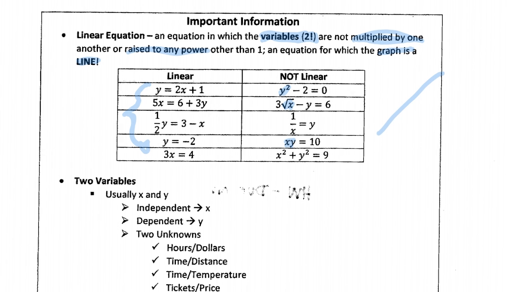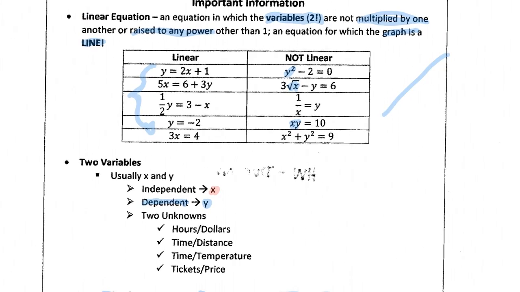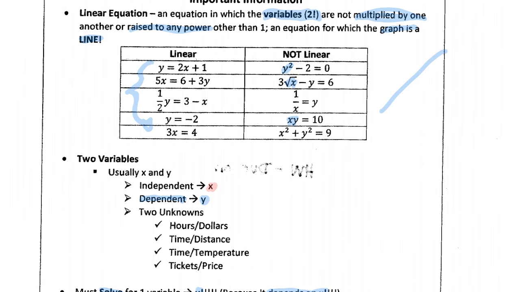Okay? So let's talk a little bit more about this. Your independent variable is your x, and your dependent variable is your y. And we're not talking about things that are unknown, such as hours and dollars or time per distance. We always have to solve for one variable, and that variable we always solve for is y, because it's the dependent variable. It depends on your independent variable of x. So always take equations and solve for y whenever we try to figure out if it's a linear equation or not. So we would look at one such as the second one in the table, and we'd have to solve it for y. We'd have to get y alone instead of x.